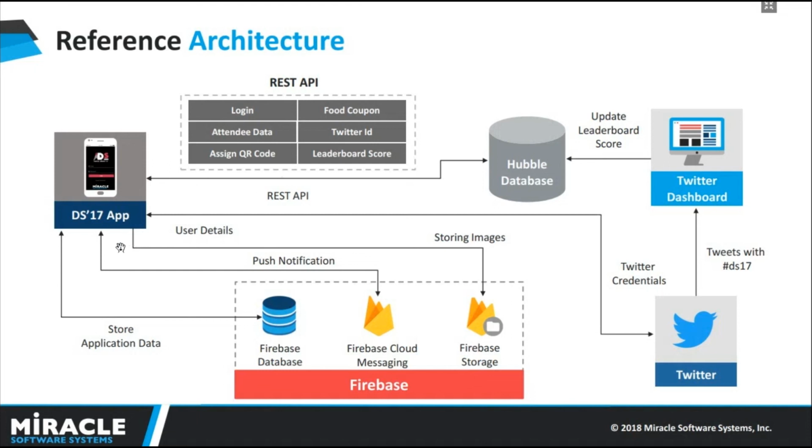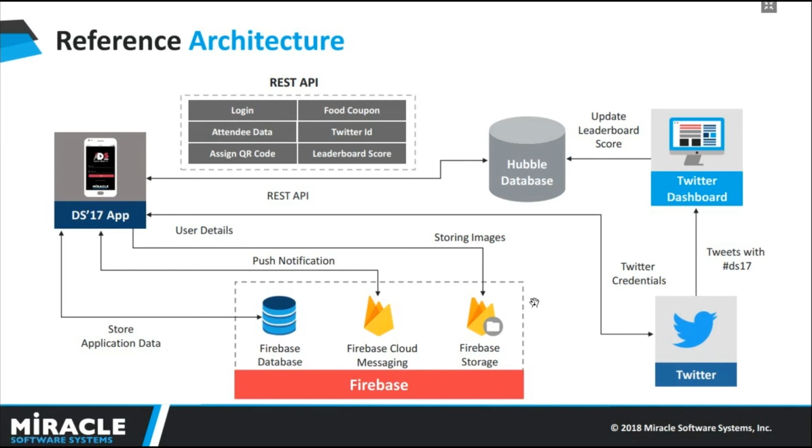Next, we have used the Firebase storage to store our images that we are sending as notifications, or the speaker images and various other images that we have used in the application. The whole images are stored in Firebase storage. And the Firebase cloud messaging we have used for sending push notifications from our mobile application as an admin to our attendees. We use the Firebase database for storing the application data for the events and sessions and speaker details and everything.